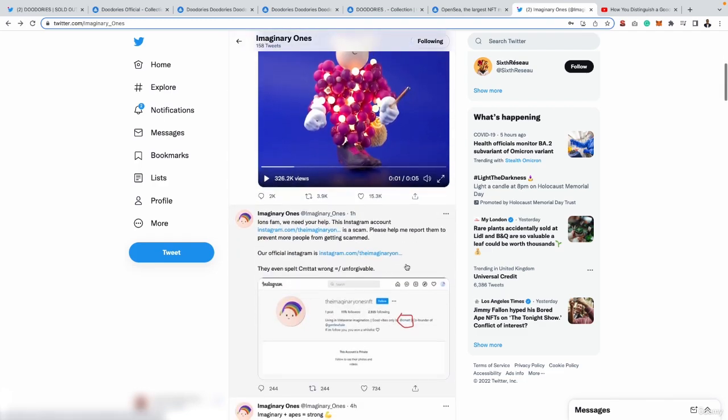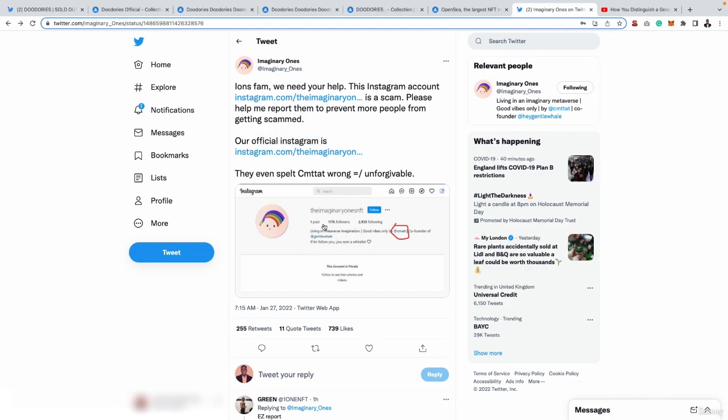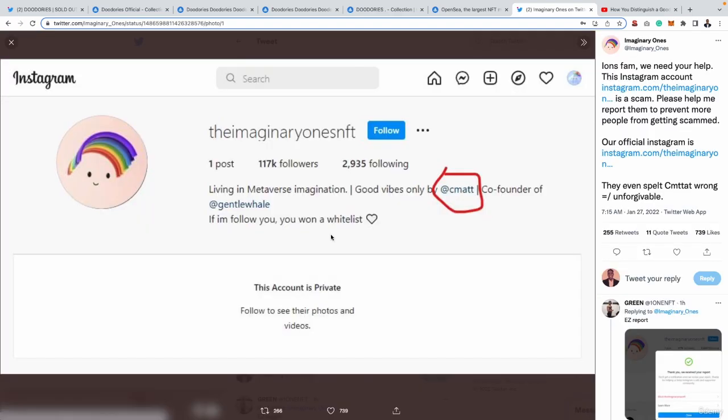But I mean, even 1 hour ago, they put out this tweet. It says, "We need your help. This Instagram account is a scam. Please help me report them to prevent more people getting scammed. Our official Instagram account is this." And as you can see, they put a screenshot of the fake Instagram account.